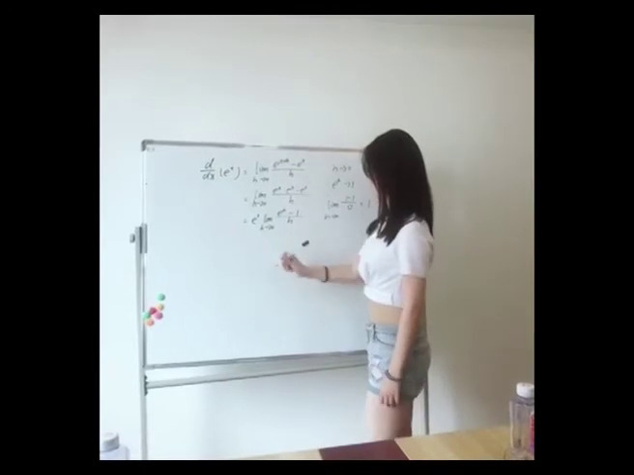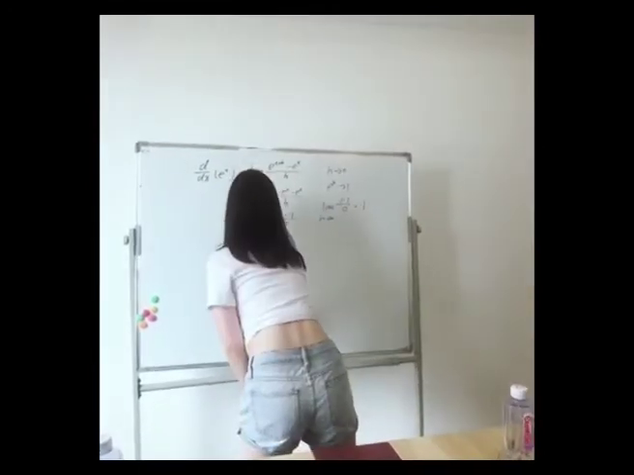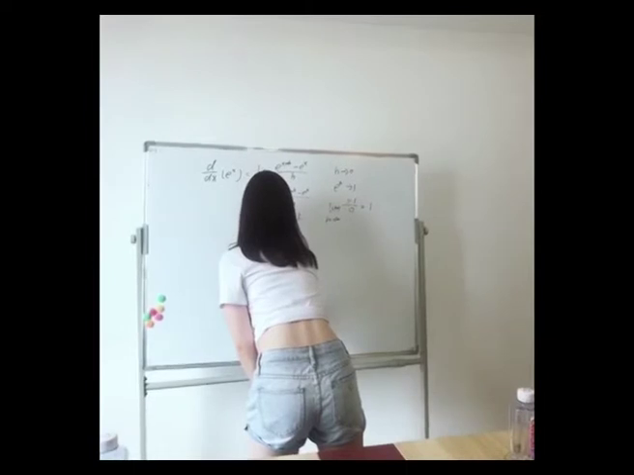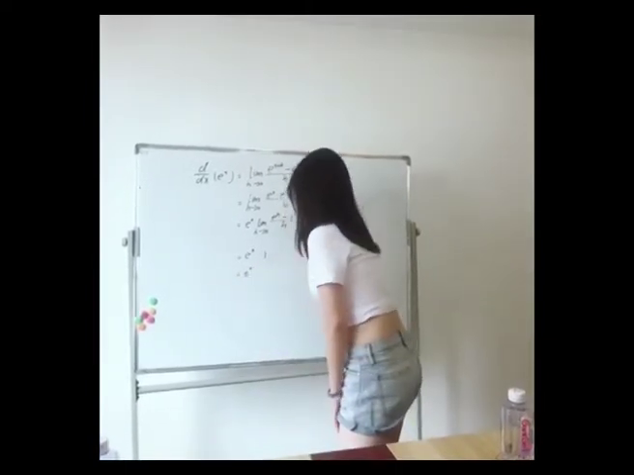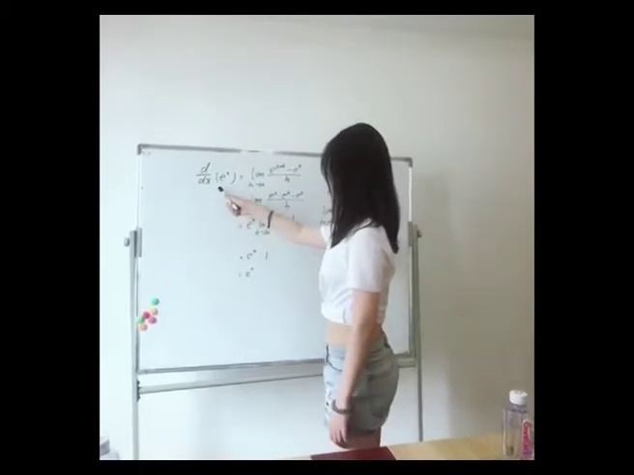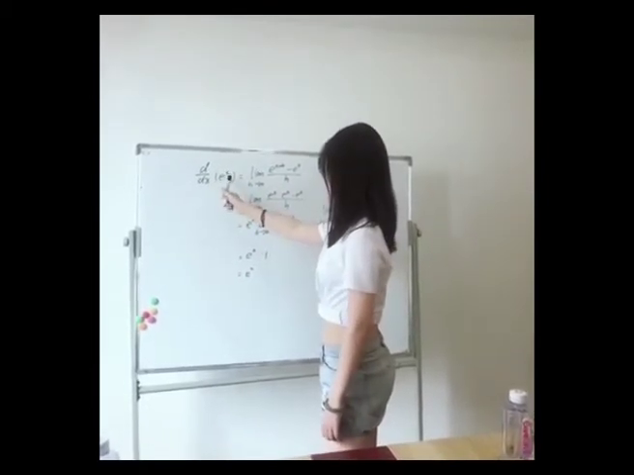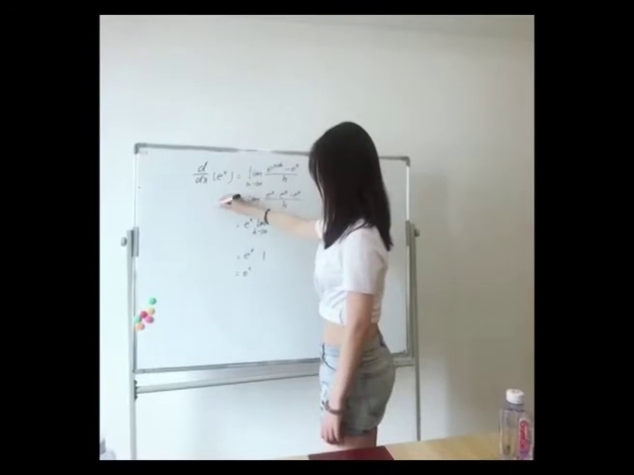So the result is e^x times 1, which is e^x, and the derivative of e^x is itself.